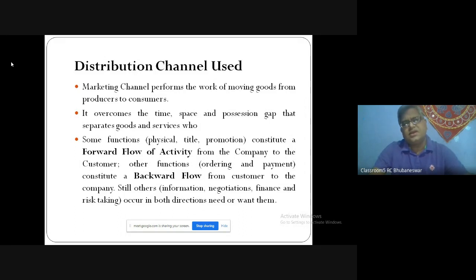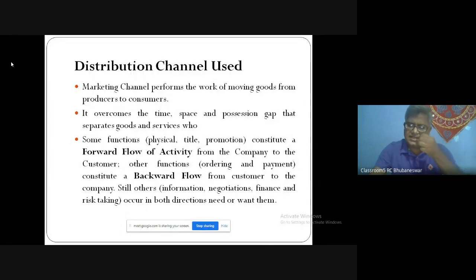Another concept is what the distribution channel used and how it will perform. From wholesaler or manufacturer to the customer, in between some individuals, some institutions or some middlemen are there, and that bridge can be made through the distribution channel in a proper way. Distribution is the smooth moving of goods from producer to consumer, and certainly you can reduce the time, space and possession gaps also.